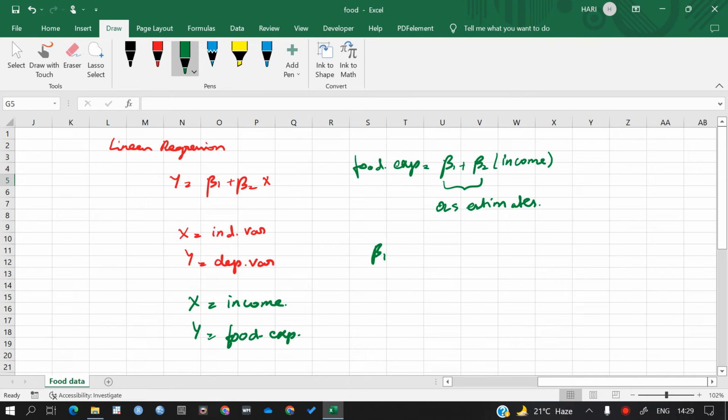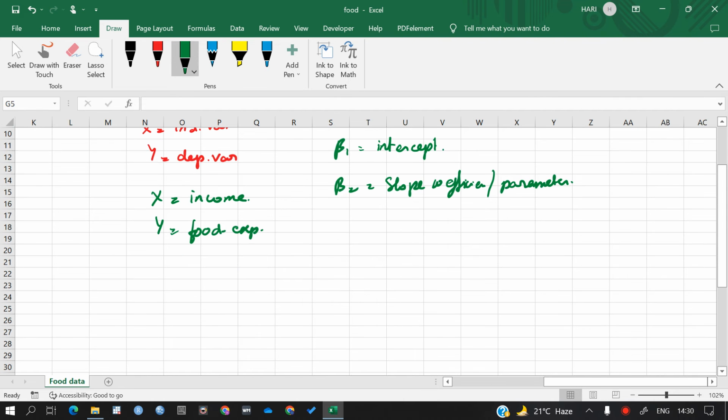So what is beta 1? Beta 1 is the intercept term and beta 2 is the slope coefficient or parameter, anyways we can call it. So what does beta 1 and beta 2 says? Beta 1 says irrespective of the level of income, even if the income is zero, there will be some amount of food expenditure that a person will make. And what does beta 2 says? Beta 2 says how much level of income affects the changes in the food expenditure. So that is what beta 2 says.